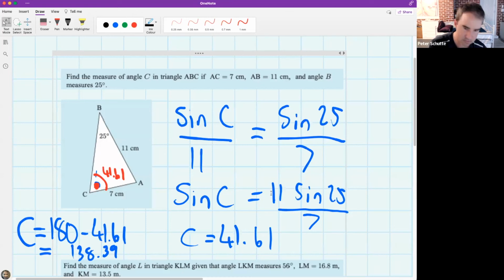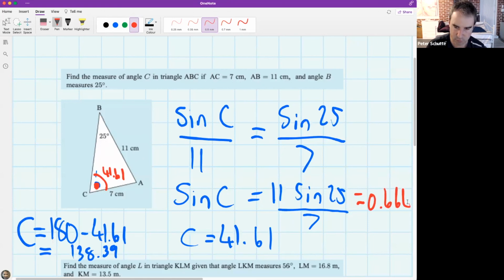Go 11 times the sine of 25 divided by 7. Do you get 0.664, something like that? Yes, sir. Okay, so now if you go shift sine, whatever your answer was before, you should then get 41.61. Do you know how to use the answer button on your calculator? Yes, sir.